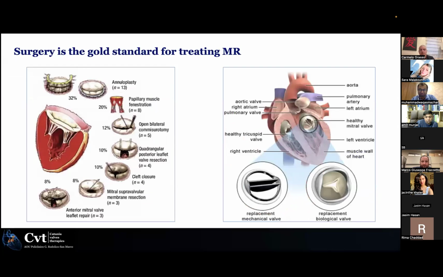So, of course, you know that the gold standard for treating mitral regurgitation is surgery. The surgeon is able to do every kind of repair. He can cut the leaflet, he can put a ring to reduce annular dimension, he can implant a new cord, he can close a cleft, he can do many things. Or in case the valve is not treatable for repair, he can put in a valve. It may be a mechanical or biological valve.